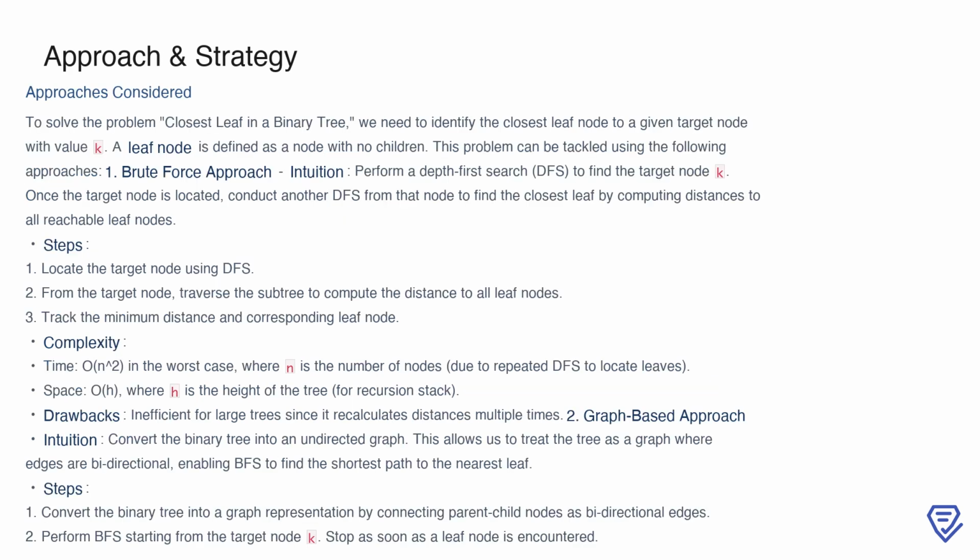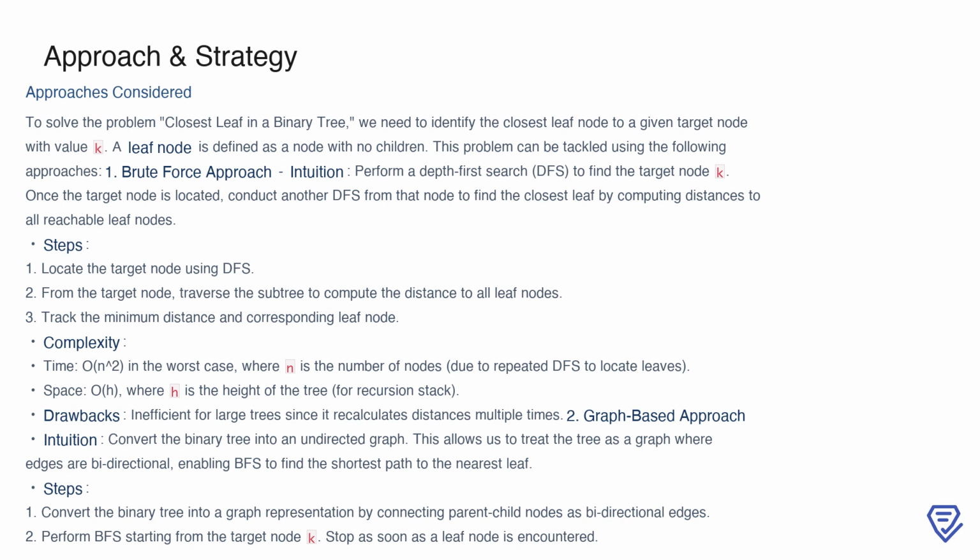To solve the problem closest leaf in a binary tree, our goal is to find the nearest leaf node to a target node with value k. A leaf node is simply a node that has no children. One approach we can consider is the brute force method. The intuition here is to use a depth-first search, or DFS, to locate the target node k.